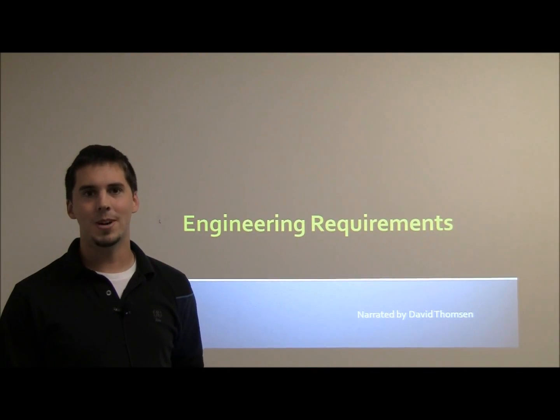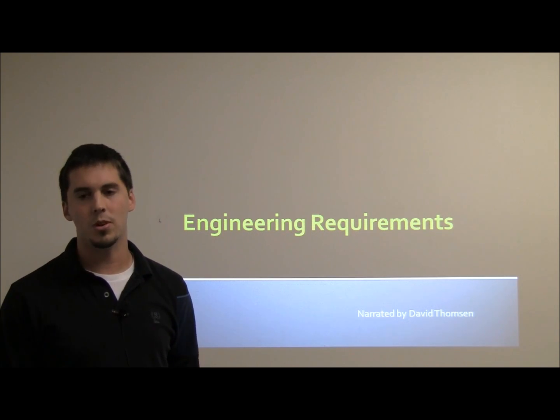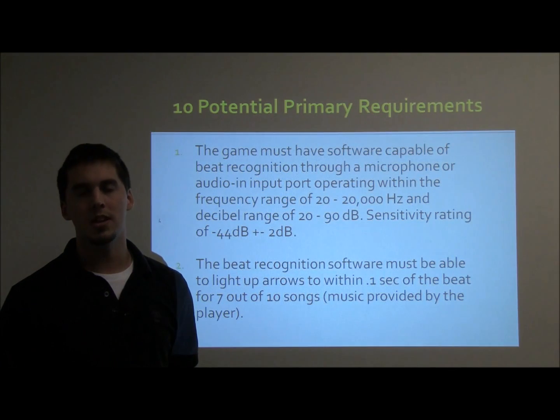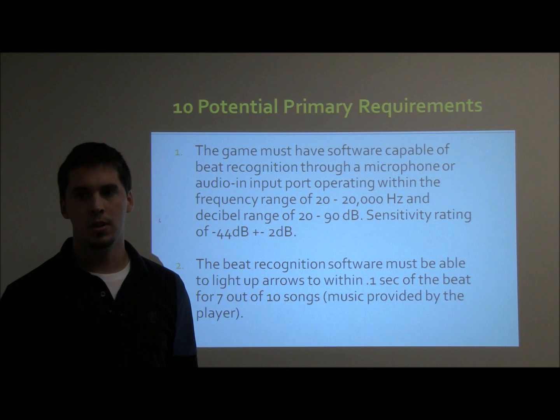Hi, I'm David Thompson. I'm here to talk about 10 primary potential project requirements for our project. The first has to deal with software. The game must have software capable of beat recognition through a microphone or audio input port operating within the frequency of 20 to 20,000 Hertz and a decibel range of 20 to 90 decibels. The sensitivity rating must be negative 44 decibels plus or minus 2 decibels.